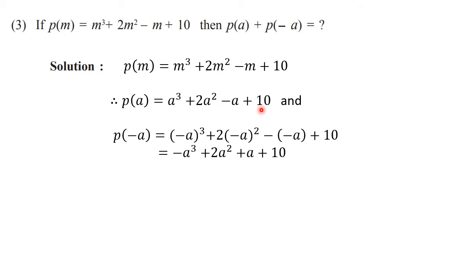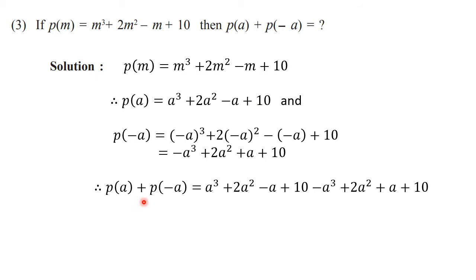Okay, so now we got p of a and we got p of minus a. Now simply we have to add them. See the question and go on doing according to the question. So we have to find out p of a plus p of minus a. So first write down all the terms from here, that is a cube, then plus 2a square minus a and plus 10. Okay. Then the terms from here plus it is. So the terms are going to be as it is. So copy the same terms here, minus a cube plus 2a square plus a plus 10. So what you can observe here is, see, plus a cube and minus a cube will get cancelled.